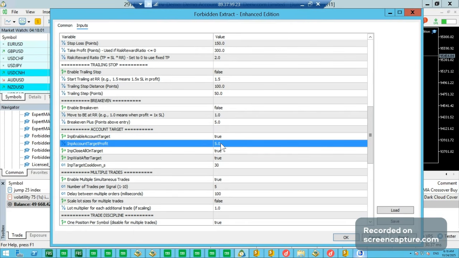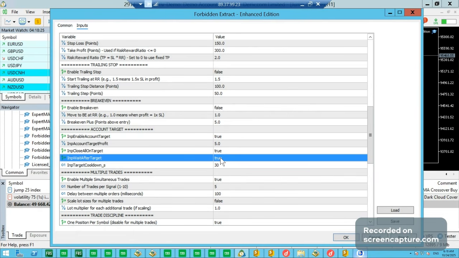And also we have input wait after target. Once the EA achieves that $5 profit, what's going to happen is it is going to wait for another set of signals before it will trigger.